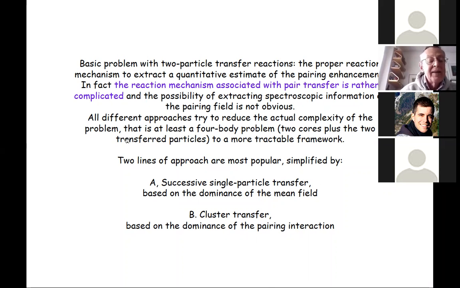framework. And as I said, there are many approaches, and I would say that still there is not a universal convergence on which model one should use. I just remind that the most popular is the one in which it is the successive single particle transfer that dominates, and this approach is based on the dominance of the mean field. A different approach is what I can call cluster transfer. The two neutrons or two protons are transferred as a unique object, and this approach is based on the idea that it's the pair interaction that dominates.